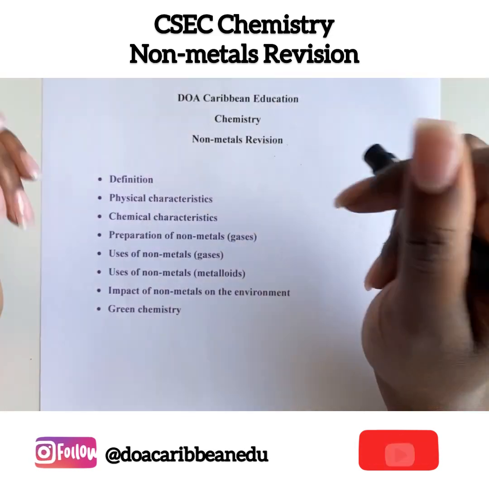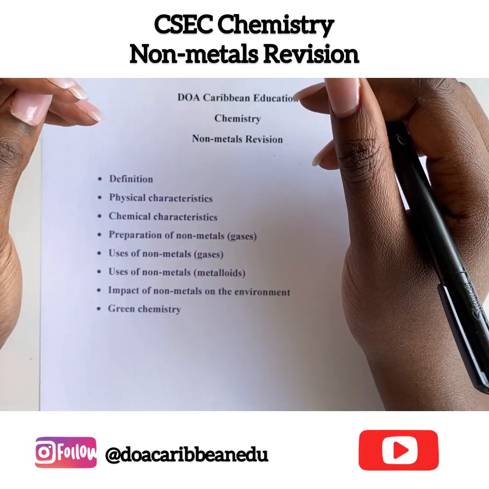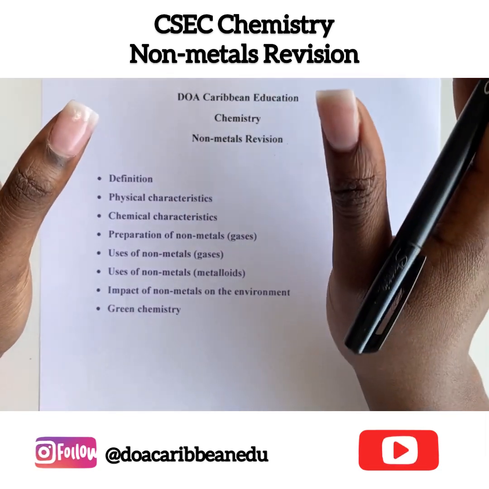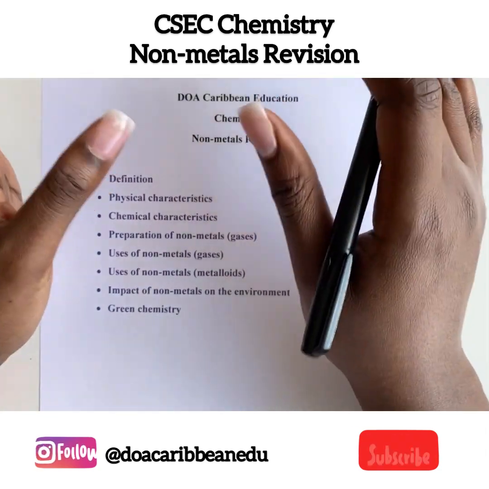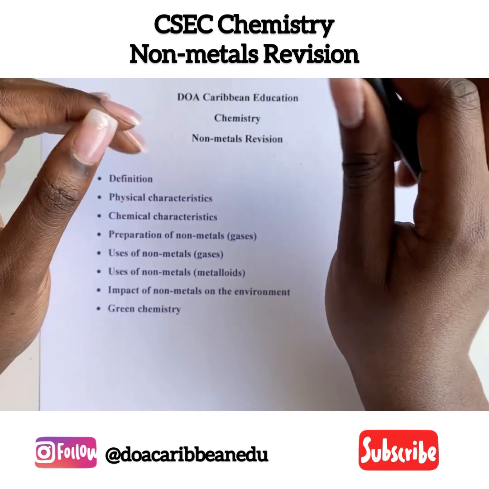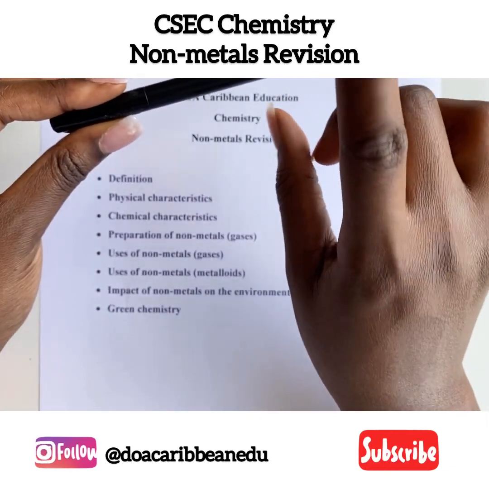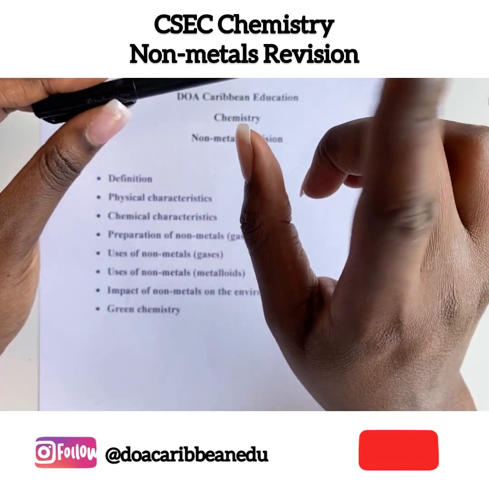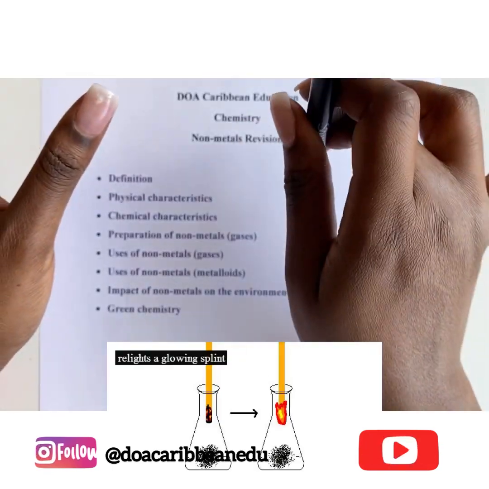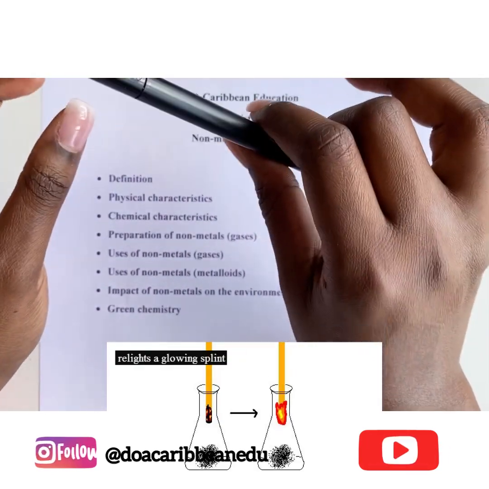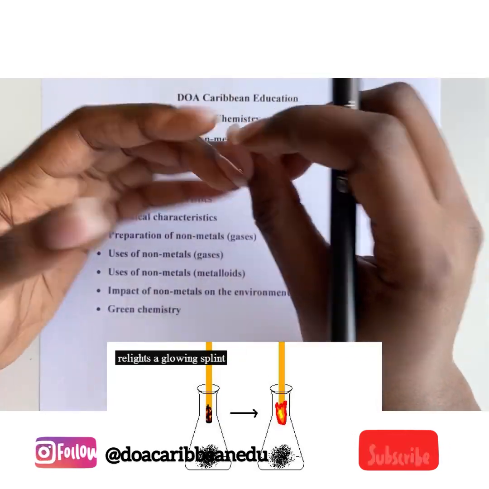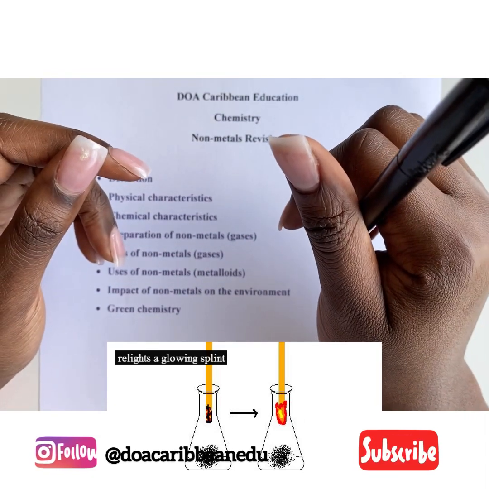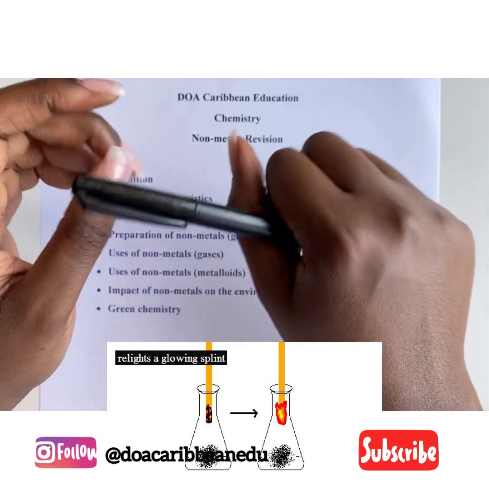How did we collect this oxygen again? Through the downward displacement of the gas, because it's less dense than air. And you also need to know how you test for these gases when they are liberated. When you place a glowing splint into the gas tube, oxygen relights the glowing splint. And don't forget about those equations.